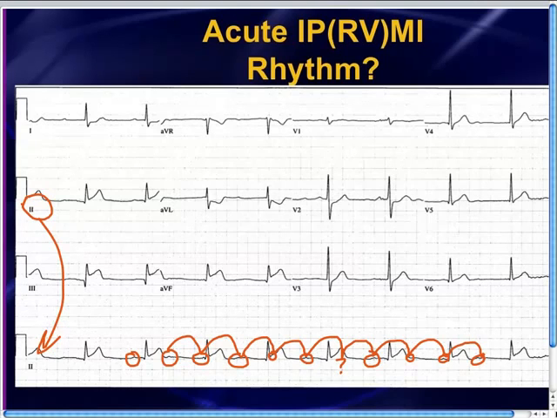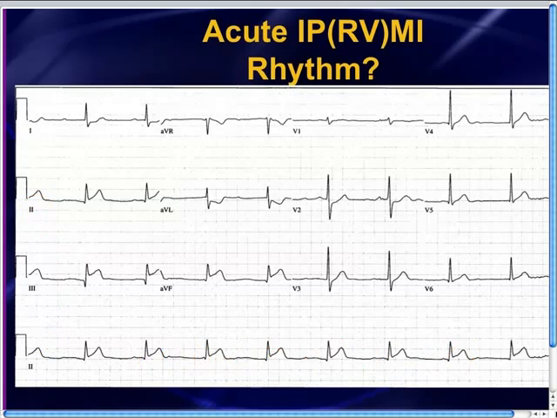Whenever you're debating whether this is artifact or these are really P waves, the simple way to find out what's going on is to just get your calipers and march them across the rhythm strip. If those blips map out, then it's not artifact. Those blips are therefore going to be P waves. So I'm going to take these arrows, this is my magic calipers, and I'm going to move this right across that rhythm strip. I'm not changing the size of these calipers at all, but you'll notice that the P to P interval stays constant all the way across.